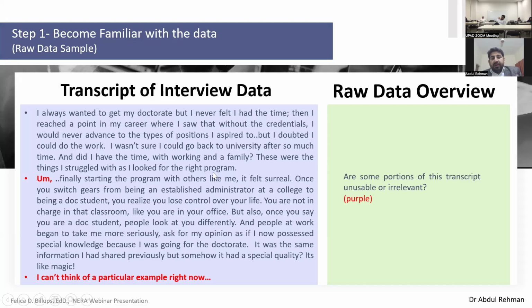So the first stage is to become familiar with the data. The left one is raw data, and on the right side, some portions of this transcript are unusable or irrelevant, marked in red. For example, during the session, we go for some pauses. These are irrelevant, so we would delete them. And at the last line, 'I can't think of a particular example right now,' he was talking to himself, becoming very sentimental. So we would remove that one.